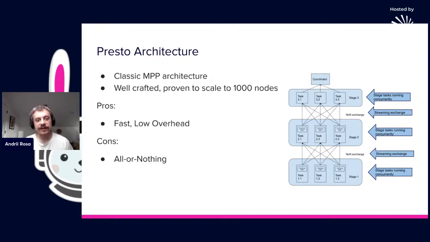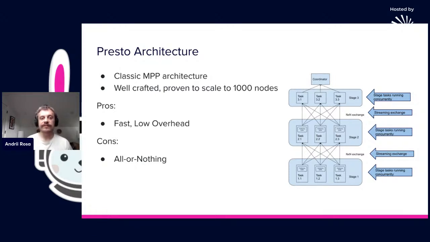This model allows us to achieve very low latency with no checkpoint overhead. So it works great for interactive. It is also very well crafted, so it scales quite well. It scales to 1,000 nodes, proven. However, at the same time, it is quite inflexible. Basically, it requires you to execute the entire query all at once and in an all or nothing manner.